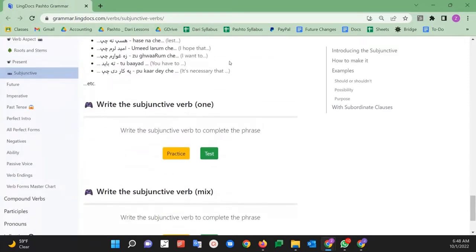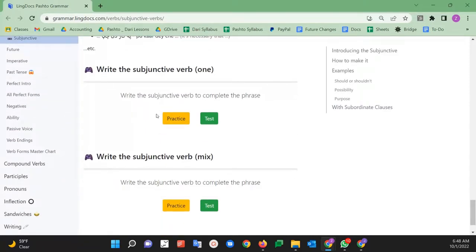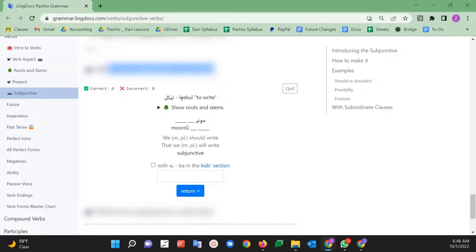But then the last thing I want you to do is come down to these two, practice and test. So first, write the subjunctive verb 1. It's going to use one verb. So you click practice. It has likel. What I want you to do is just practice making the form. So notice we have it translated we should write. So mu, u. So make sure you add the u. And then li, gu.